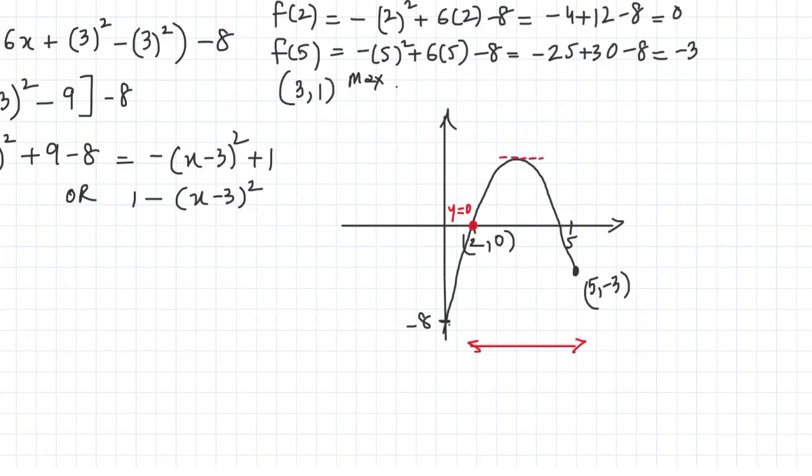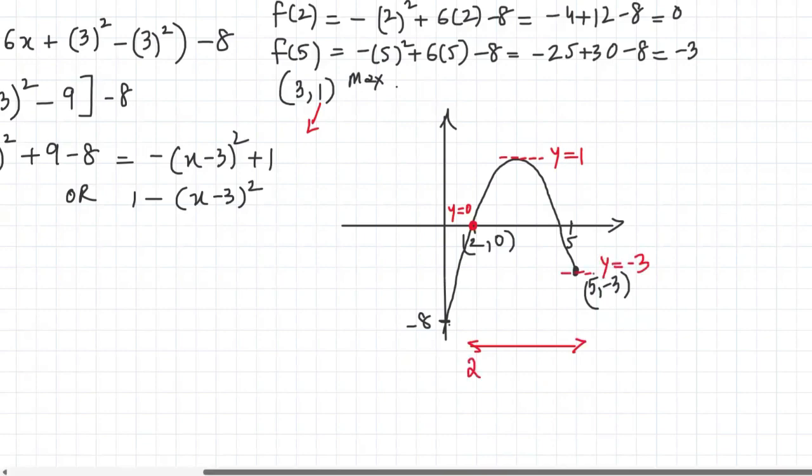That's going to be, since the coordinates of the vertex are 3 and 1, I'm going to be using y equals 1. Look at this, 3 and 1. And this is y equals -3. So during this 2 to 5, the minimum y is -3 and the maximum y is 1. This is the shape of the graph, so you can highlight it this way. So my range is going to be the answer.